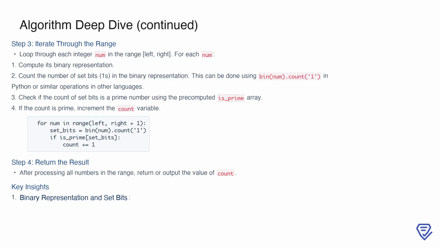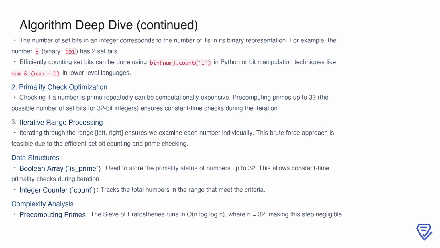This approach strikes a balance between clarity and efficiency, leveraging both pre-processing and iteration. The problem hinges on 3 key insights. First, the number of set bits in an integer corresponds directly to the count of ones in its binary representation. For example, the number 5, which is represented as 101 in binary, has 2 set bits.